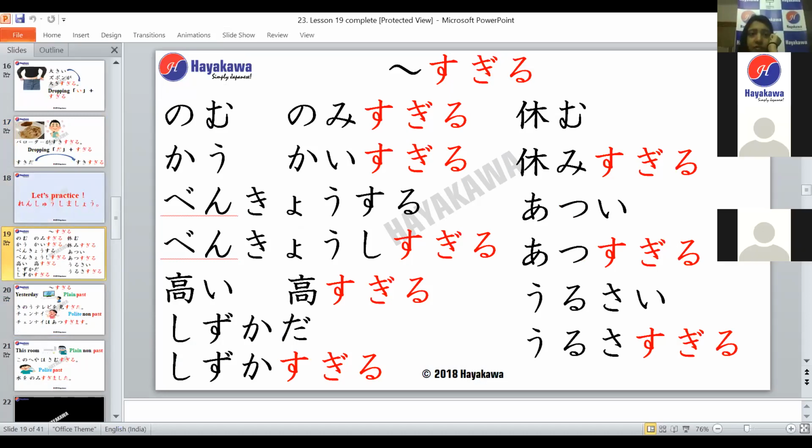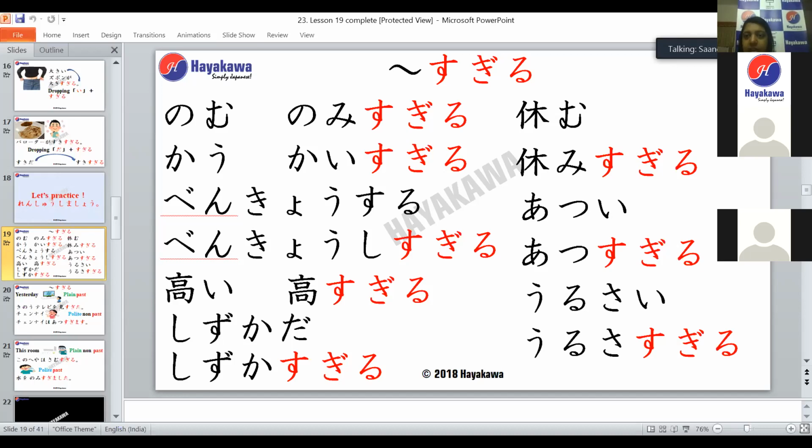So we have the first verb on the screen, which is nomu, which means to drink. Siddharth-san, can you try doing this for me? Nomi sugiru. Very good, Siddharth-san. So it becomes nomi sugiru. Okay, the next verb we have is kau, which means to buy.